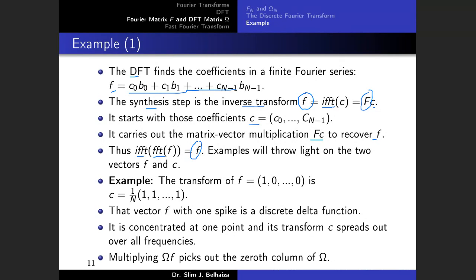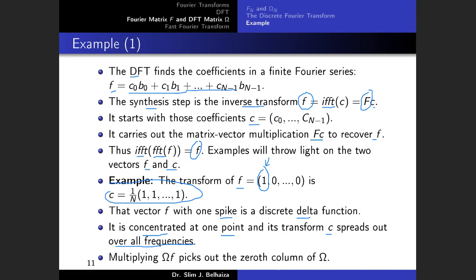In the following examples, we'll throw light on the two vectors F and C. For example, this is the first example. The transform of F = (1, 0, 0, 0) is the following coefficient vector, 1 over n times (1, 1, 1, 1). And you see how it's spread over frequencies. In fact, F is just one spike. There is only one entry which is non-zero, the first entry, which is a discrete delta function. It is concentrated at one point, and its transform spreads out all over frequencies.